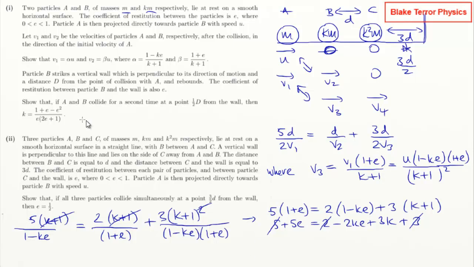And I want k to match up with this, because we've just worked out what k is. So I'm getting that k is 5e over 3 minus 2e, which is 1 plus e minus e squared over e times 2e plus 1. Right, so I just need to solve that for e.